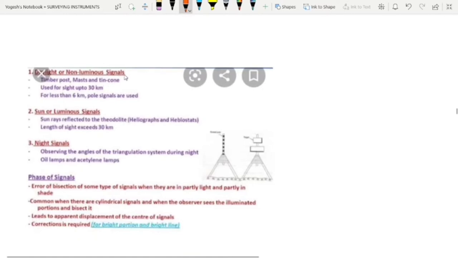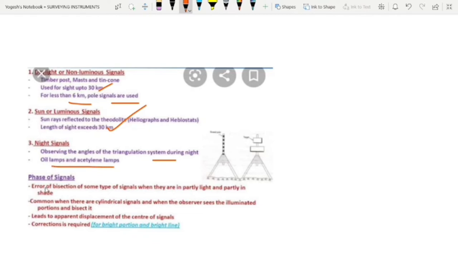Daylight or non-luminous signals may be of timber, post, mast, or tin cone, used for sights up to 30 kilometers. For less than 6 kilometers pole signals are used, and for more than 6 kilometers target signals are used. Sun or luminous signals reflect sun rays to the stations: heliographs, heliotropes, heliostats, when the length of sight exceeds 30 kilometers. Night signals are used for observing angles of the triangulation system during the night. Oil lamps and acetylene lamps are used.